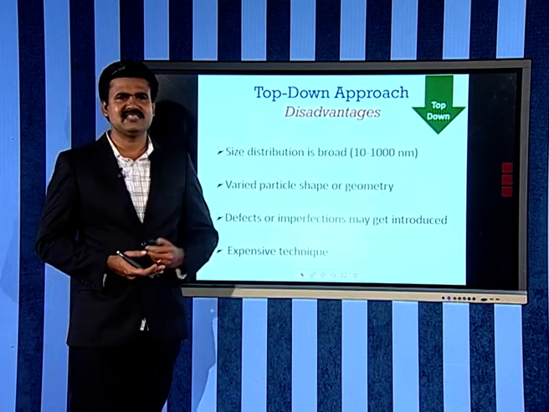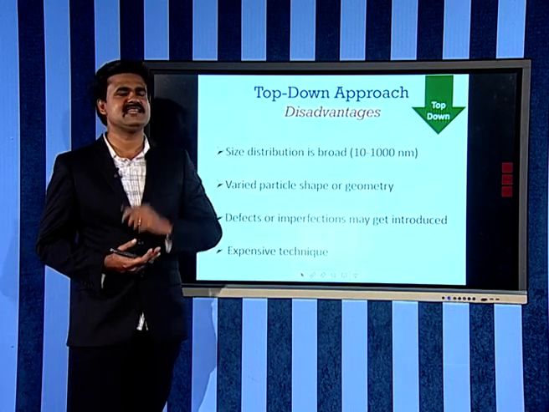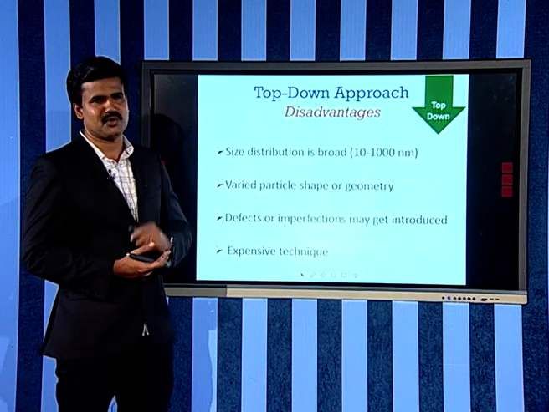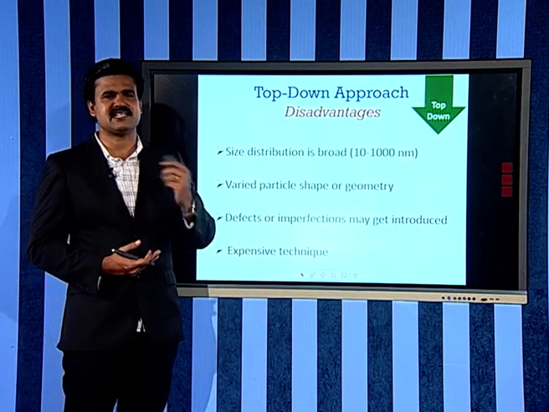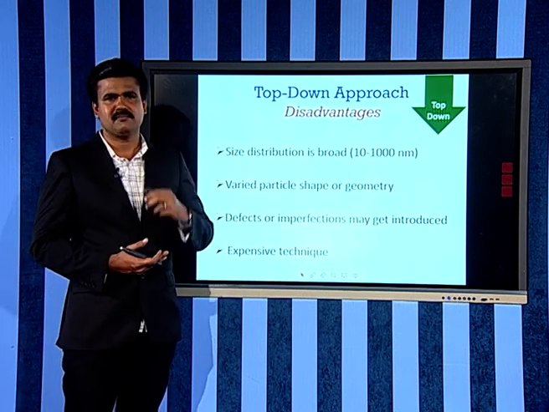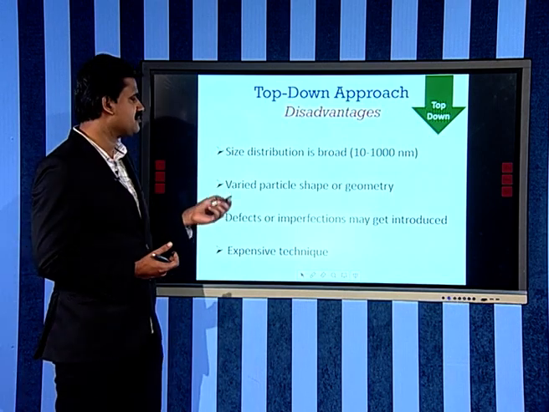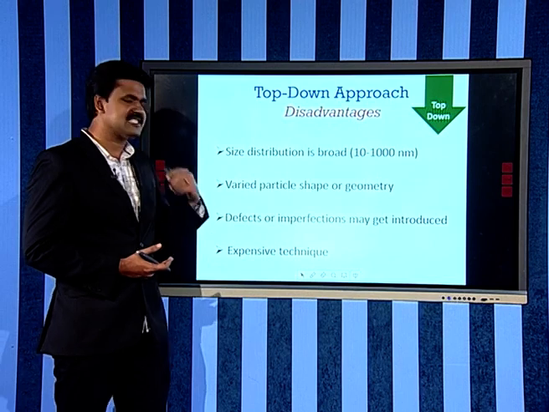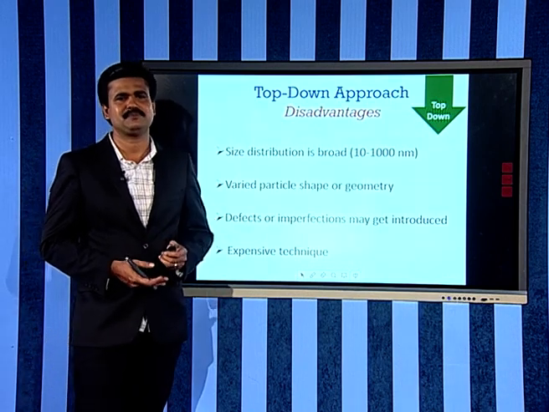Then, regarding the disadvantages of the top-down approach, the size distribution is broad. That is, 10 to 1000 nanometers is the size distribution. Particle size may differ by shape or geometry. Then defects or imperfections may be introduced. It is an expensive technique. The procedure is not cost effective.